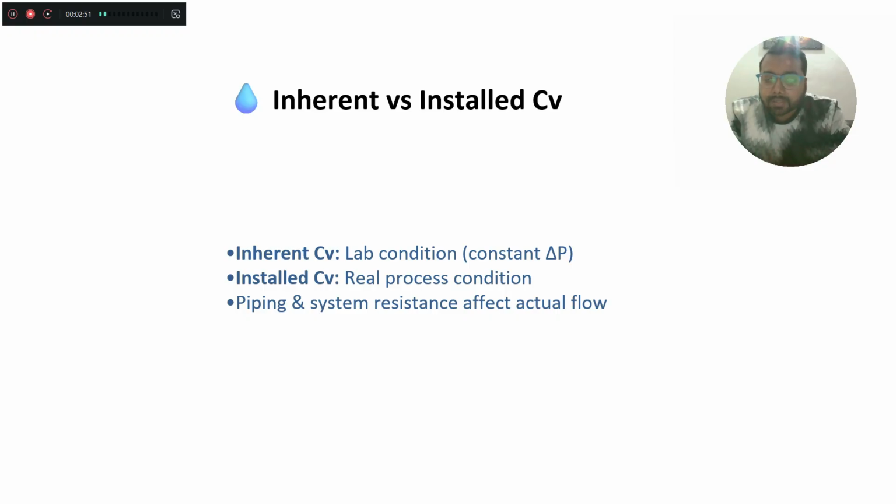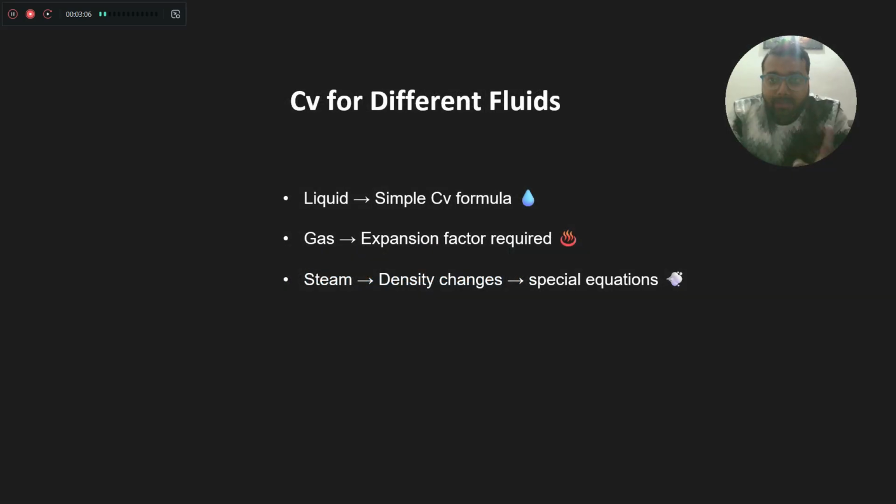So every time we design the control valve CV, we have to consider a margin of 20 to 25% maximum, because there will be piping and system resistance which can affect the actual flow. So bear this point in mind.